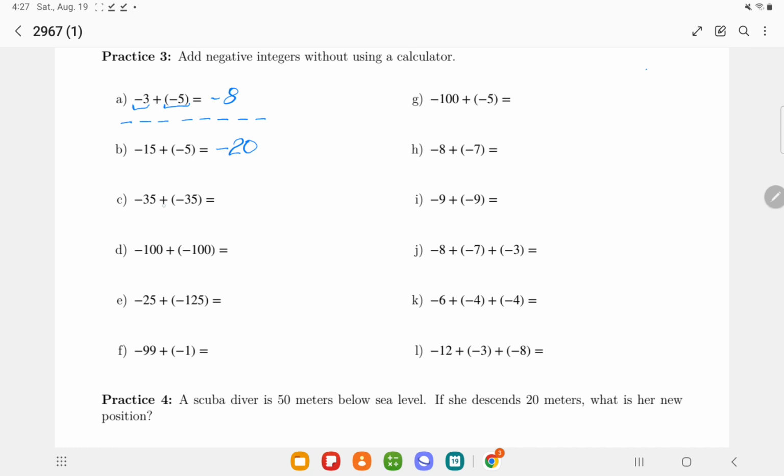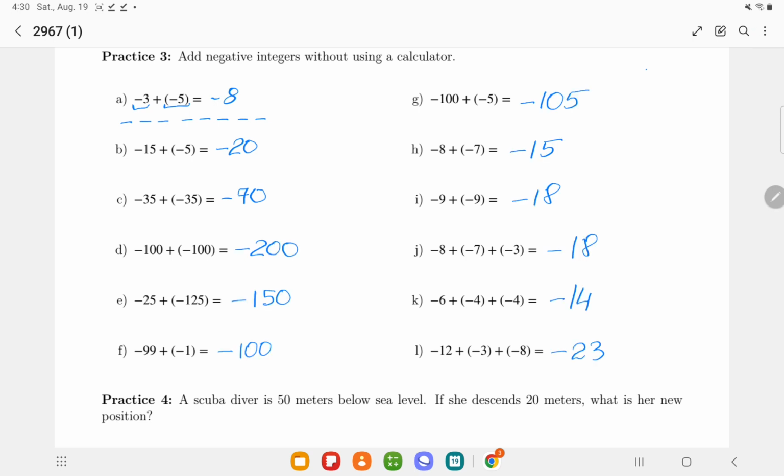-35 plus another -35 gives us -70. So it becomes more negative. Pause the video and try the other questions. And check your answers.